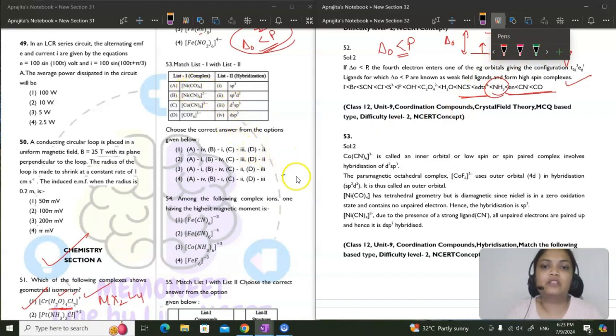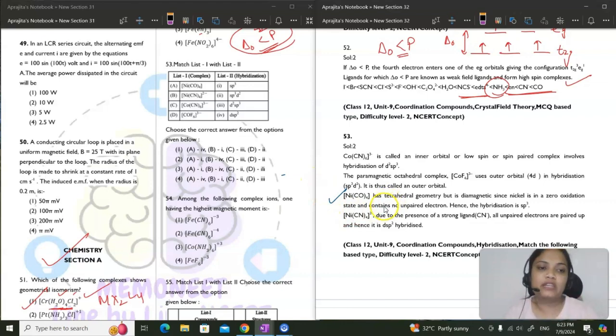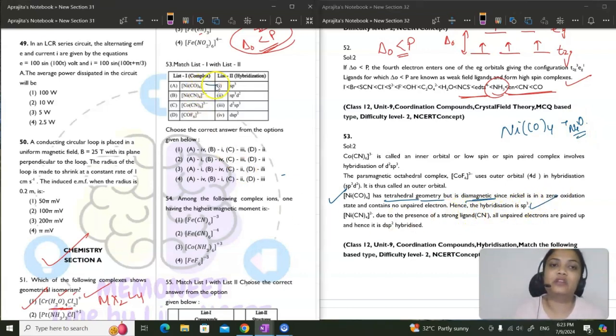Firstly, we'll talk about Ni(CO)4, tetracarbonyl nickel. It has 4 ligands and will have a tetrahedral geometry, but it is diamagnetic because in Ni(CO)4 the oxidation state of nickel is 0, and there will be no unpaired electron. The hybridization is sp3. It forms a tetrahedral complex. Next up we have [Ni(CN)4]2-.